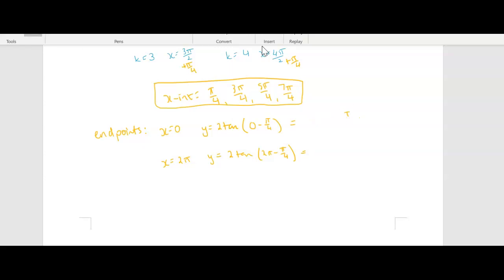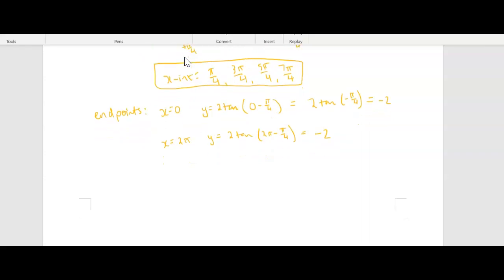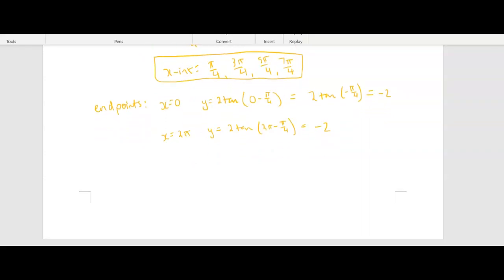I might just erase that for a second because I think I'm getting a little bit mixed up. So 2 tan of negative pi on 4. Tan pi on 4 is 1, and we're in the negative quadrant, so it is negative 2. And this one's the same. Cool.